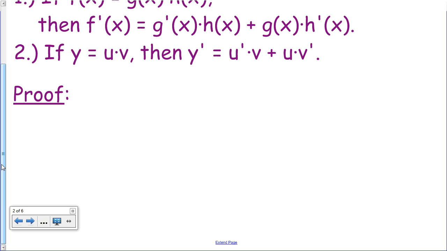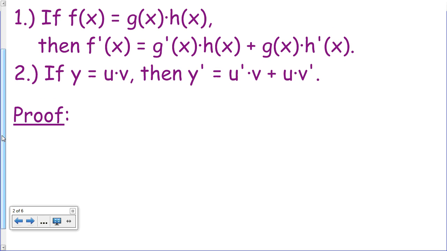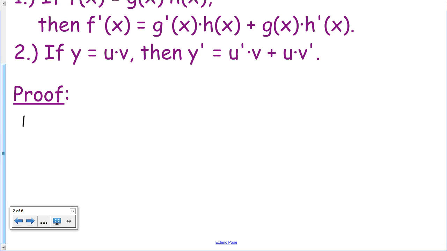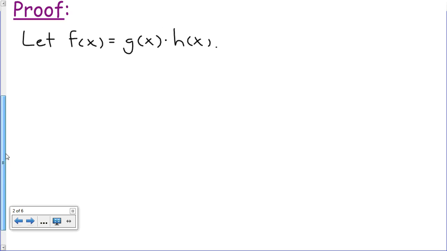Just like you've seen before, whenever we're trying to prove a theorem directly, we just start out with the conditions of that theorem. So the first thing we're going to do is let f of x be equal to the product of g of x and h of x. And we want to show what f prime of x is equal to.